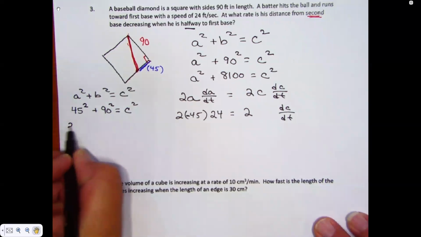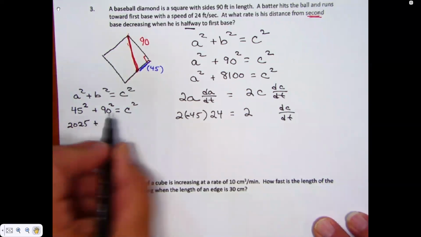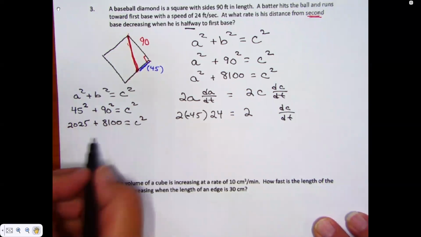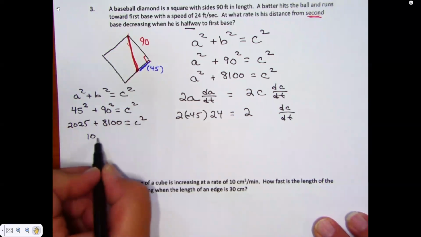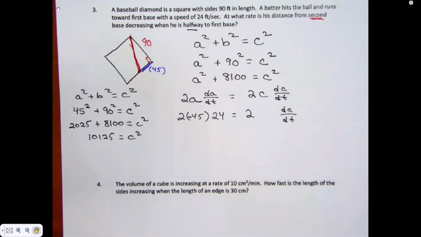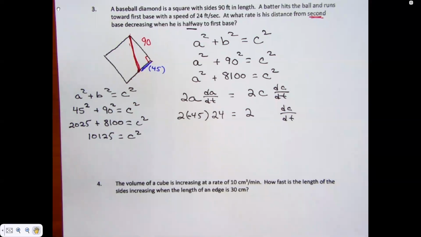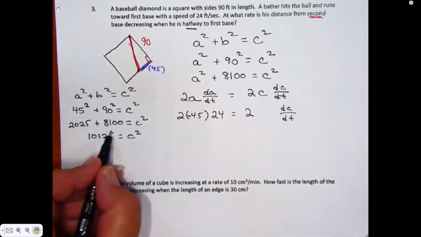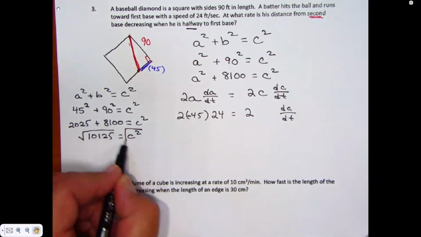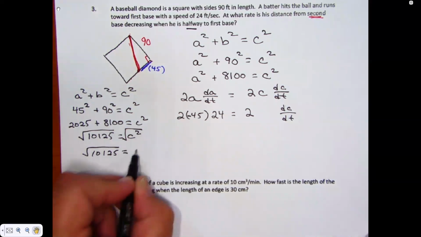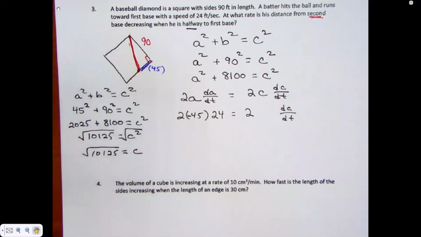This is 2025, and this one is 8,100. So when we add, we get a pretty big number, 10,125. You can definitely simplify, but I believe the homework says to round. So we're going to take the square root of both sides. And again, we could simplify it, but it's not a perfect square, so let's just leave it. It's a big number, but that's okay.